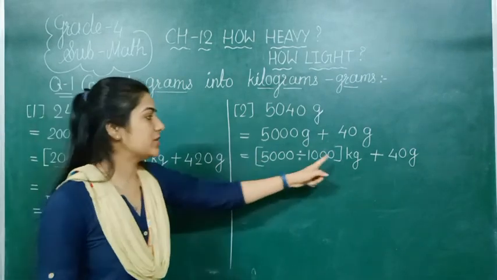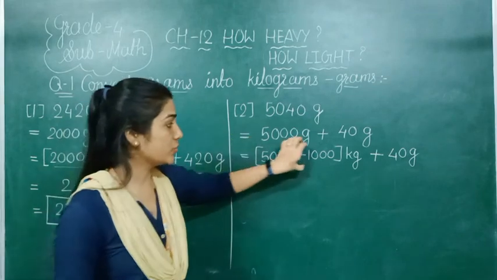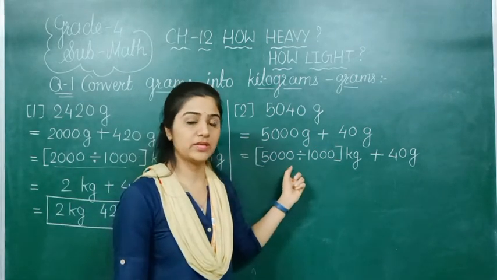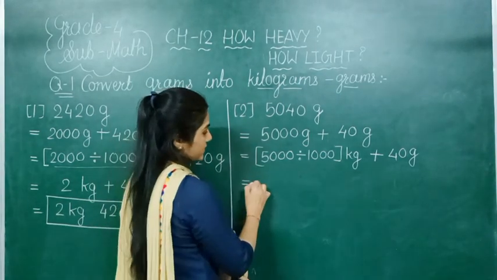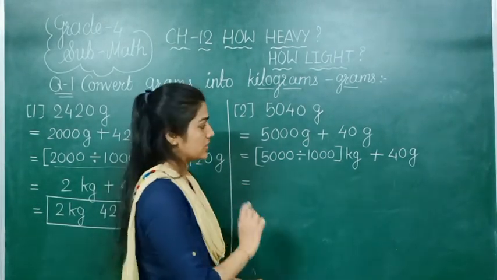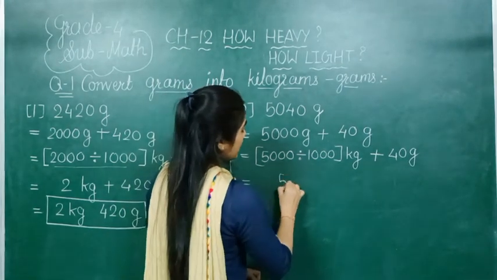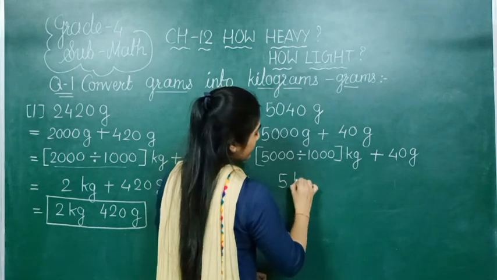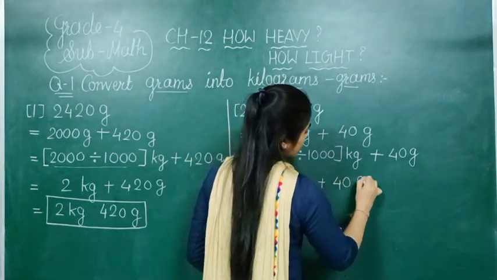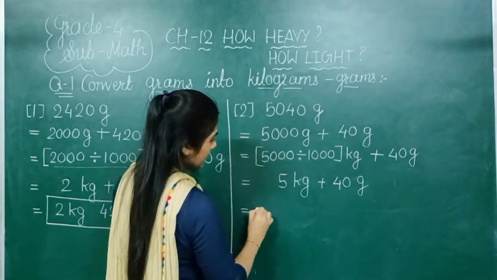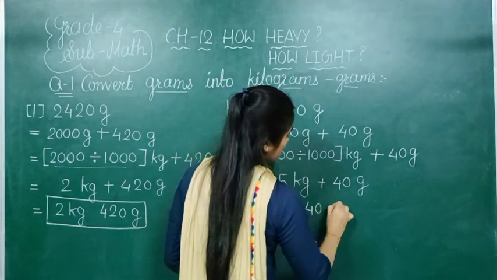See, why are we mentioning this step, this division in bracket? Because we should know this step properly, right? That we have done this step from both of these. Now for 5000, you can directly write this division answer because 3 zeros will be cut. So directly you will get 5 kilogram plus 40 you will copy the same. So we are getting this answer: 5 kilogram and 40 gram.